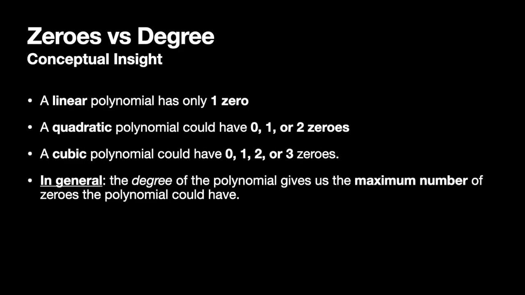And just some more concepts on zeros versus degrees. A linear polynomial has only one zero. A quadratic polynomial could have 0, 1, or 2 zeros, and a cubic polynomial could have 0, 1, 2, or 3 zeros. So in general, the degree of a polynomial gives us the maximum number of zeros the polynomial could have.